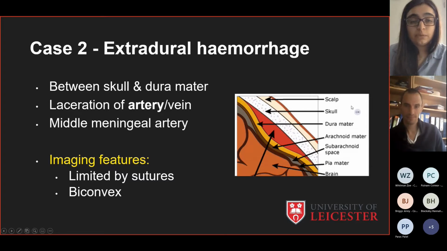So the difference between the 2, the extradural hemorrhage is usually between the skull and the duromater. So if you just have a look on the diagram here, there's the dura that's being pushed inside, and then you have your collection for your extradural just outside of that. It's often because of a laceration of an artery, and the most common one is your middle meningeal artery. However, it can happen from some of the bridging veins as well. So this one's slightly different in that it's a biconvex shape, and it's limited by the sutures rather than the falx.